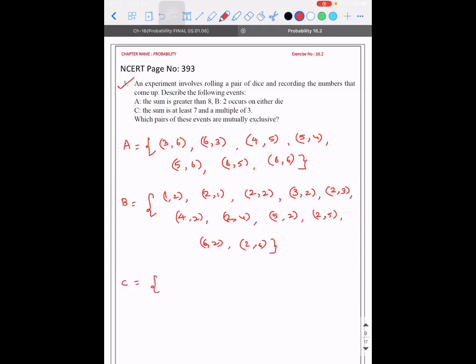C. The sum is at least 7 and a multiple of 3. So at least 7, the sum should come out as 7 or more, and a multiple of 3. Both should happen, however 7 itself is not a multiple of 3. So minimum 7 means both should happen. So then it will be set A only.